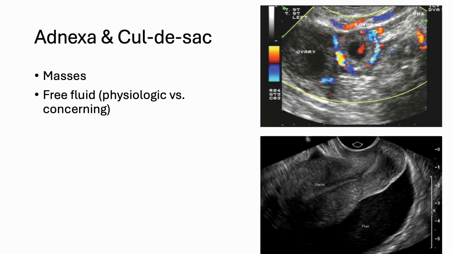So when we look at the adnexa, in the cul-de-sac, we're looking for masses and free fluid. Free fluid can be physiologic, or it can be concerning if it's a lot, like in the image at the bottom. And the image at the top is showing an ectopic, so you can see the ovary, and then next to the ovary is what we call the ring of fire, and that's just showing blood flow, and then you can see blood flow in the middle, which is where the fetal pole is, and so that is consistent with an ectopic. Often with an ectopic, we are not able to see it in ultrasound, so it's not common when we can see it in ultrasound.